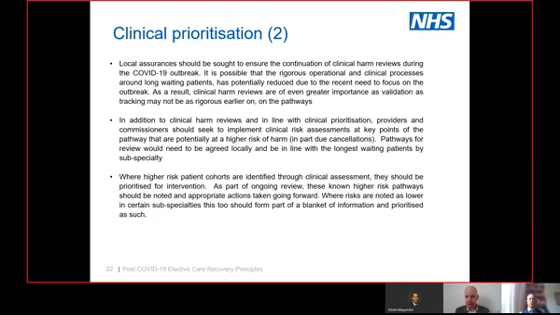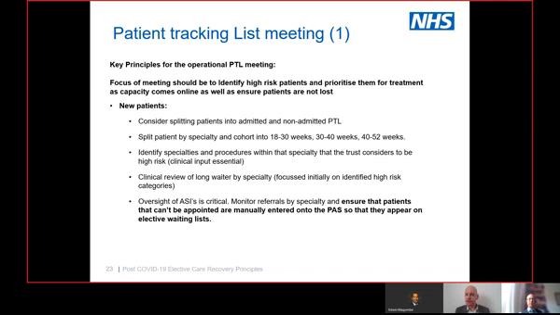And these are some thoughts around how you might go about implementing your clinical prioritization locally and ensuring that you have clinical harm review mechanisms in place when you have indicated that a patient may be at the risk of clinical harm. We've got some thoughts around your patient tracking list, your PTL, be it your corporate PTL or your local PTL. There's some bullets here which help us to understand the way that we might characterize the PTL.